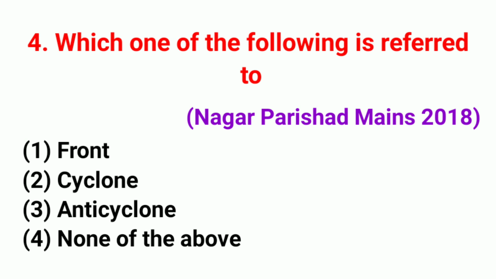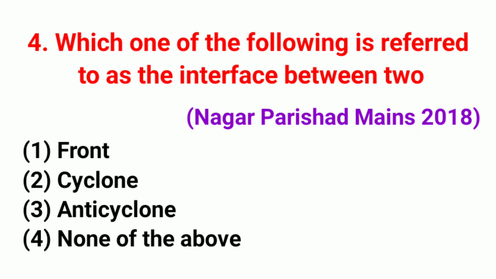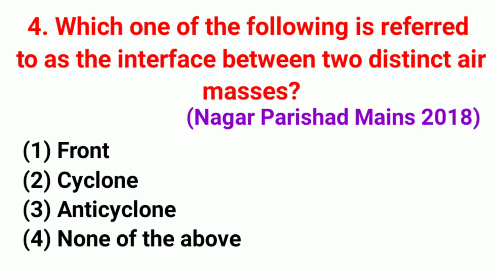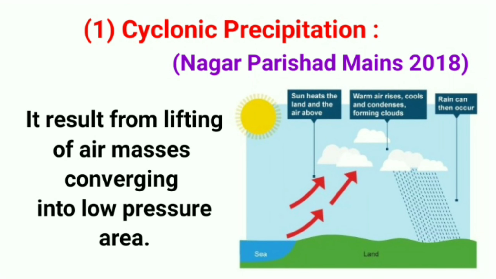Question number 4. Which one of the following is referred to as the interface between two distinct air masses? Correct option first, front. Types of precipitation. The first one, cyclonic precipitation, second one, convective precipitation, and the third one, orographic precipitation. Let's look at the first type.